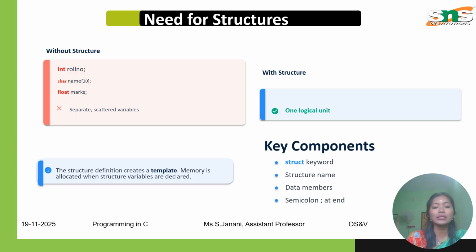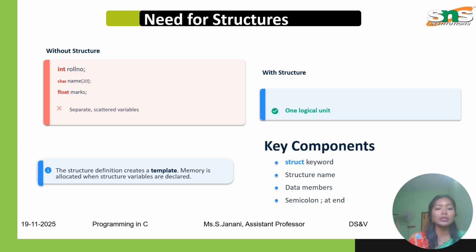The structure definition creates a template, and memory is allocated when structure variables are declared. For example, in a student record, handling the roll number variables of each student separately becomes difficult when handling many records. Structures solve this problem and reduce coding complexity. They make programs more understandable because all the information related to an entity is stored together, help model real-world objects, and simplify the processing of complex data.